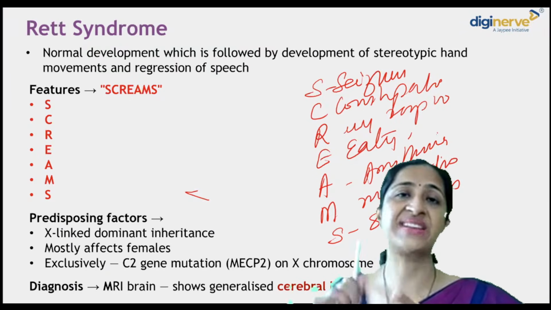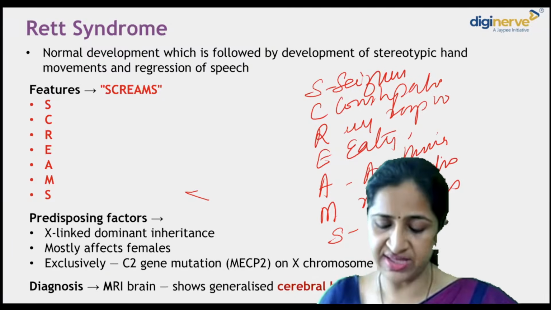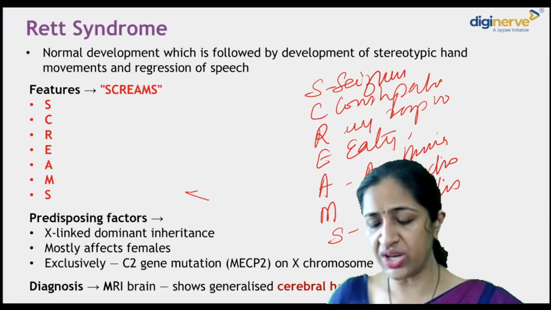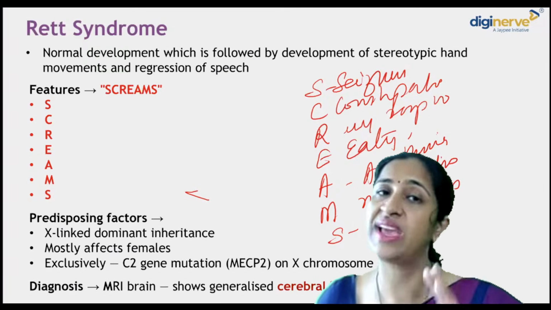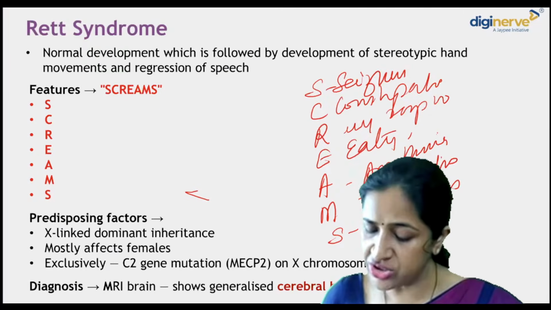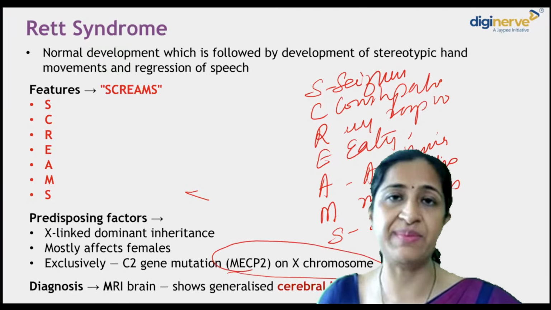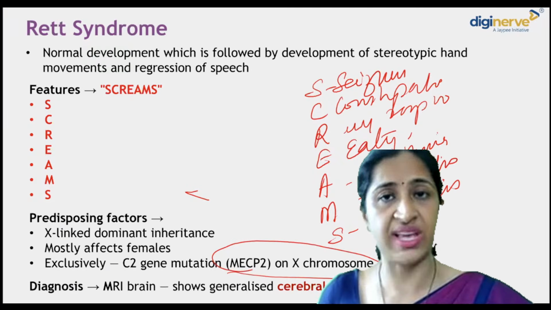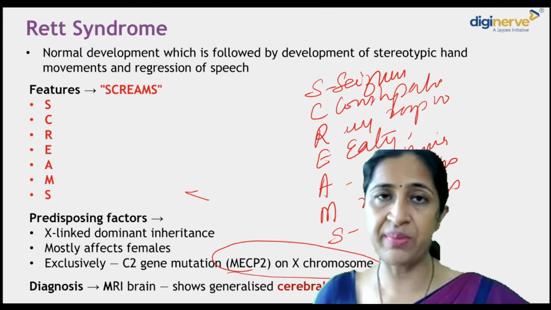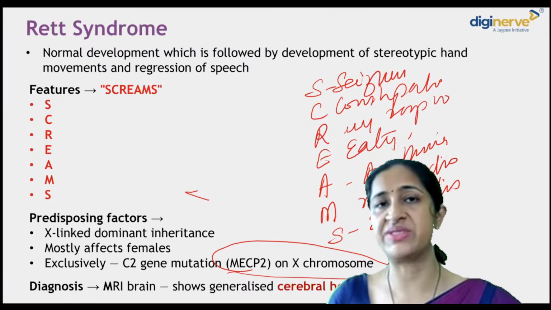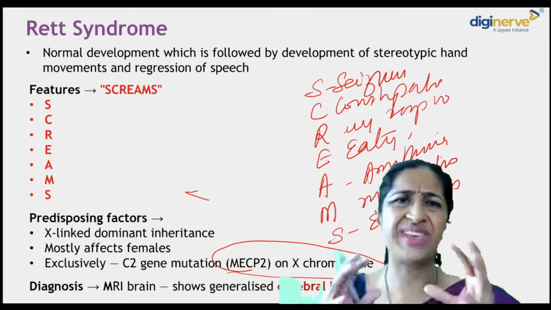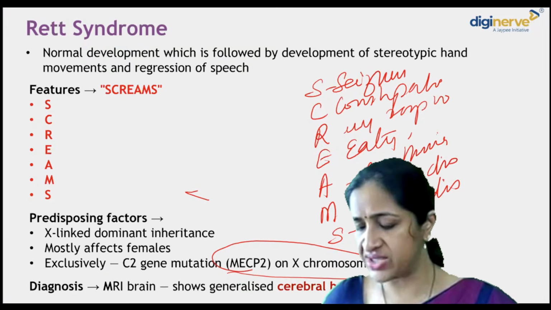This is X-linked dominant inheritance, affects females. The mutation is called the MECP2 gene on the X chromosome. This has also been asked, please memorize this, MECP2 gene on the X chromosome. MRI brain shows generalized atrophy, generalized cerebral hemisphere atrophy. So there's no specific area, everywhere there is generalized atrophy.